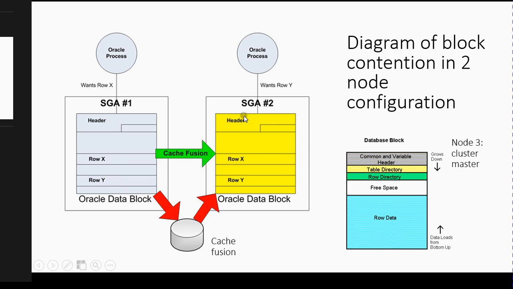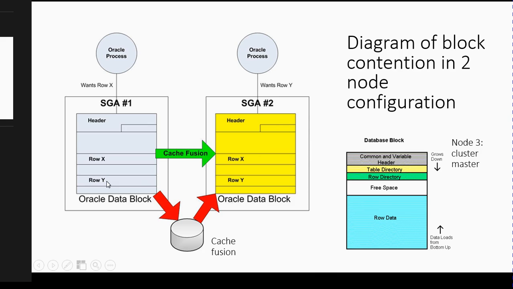If you have a multi-node environment, you might find yourself in a situation where the rows are the same. So you have row Y. This is very confusing with cache fusion, because these are essentially the same row. It's even going to get worse once you continue to scale out. Just imagine SGA3 here, where you have the same rows, and cache fusion doing even more work. That's the problem with making the block size too large.